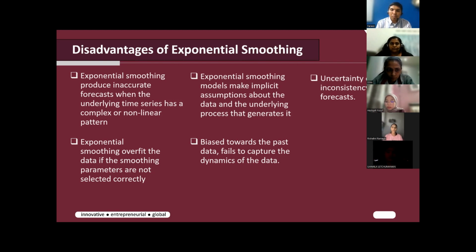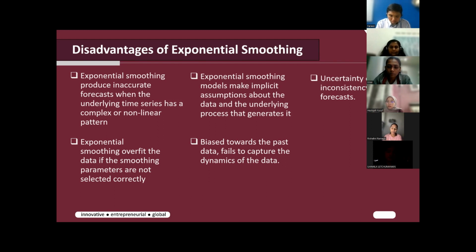The fourth drawback of exponential smoothing is its bias toward the past data, which fails to capture the dynamics of the data, especially when the smoothing factor is low. This means it may not react quickly enough to new information or changes in the data.